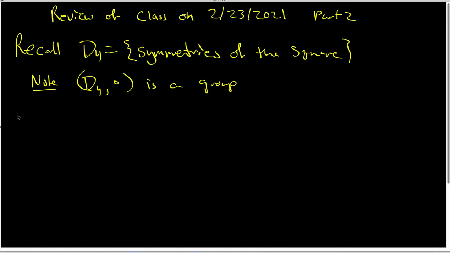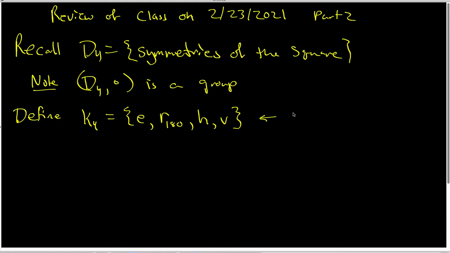What I want to do now is define a set that I am going to call K4, and K4 is going to consist of the do-nothing rotation, which I'm going to call E, the 180-degree rotation, the horizontal flip or reflection, and the vertical flip or reflection. And this set is usually referred to as the Klein 4 set, although it's going to turn out that it is a group. So this is usually referred to as the Klein 4 group.